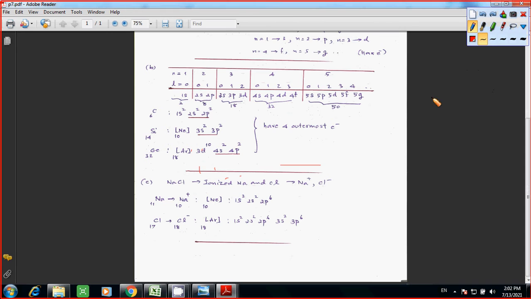Now, what about our ionized Na and Cl? Ionized Na and Cl, which are Na positive and Cl negative. For the normal Na, the atomic number is 11. So you have Na positive. That means you lost 1 electron. So you have 10 electrons.